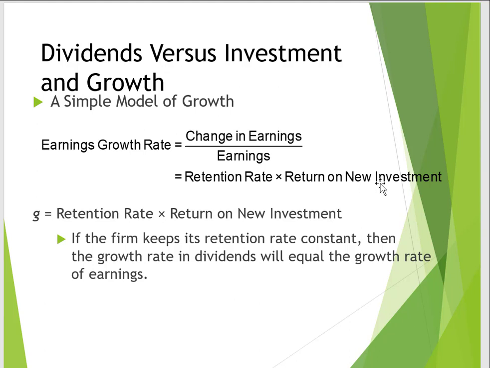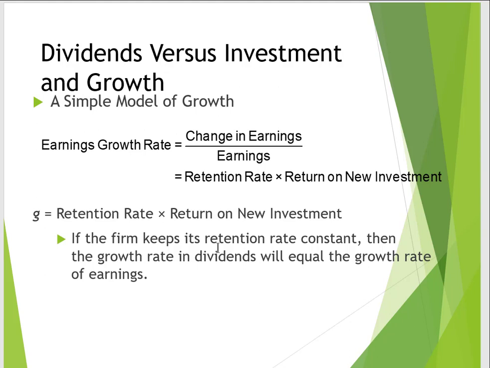This is actually a number we know. This is return on equity. When investors invest their money in a company, what rate of return are they earning on their investment? This is the number we use to calculate the growth rate. So if you take the retention rate and multiply it by that return on equity, that is G.